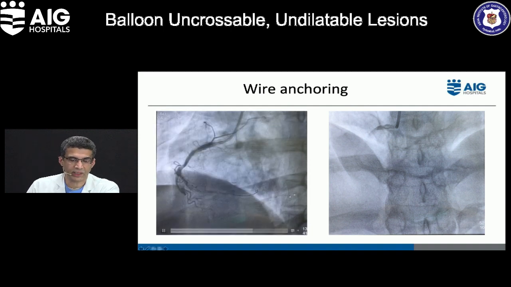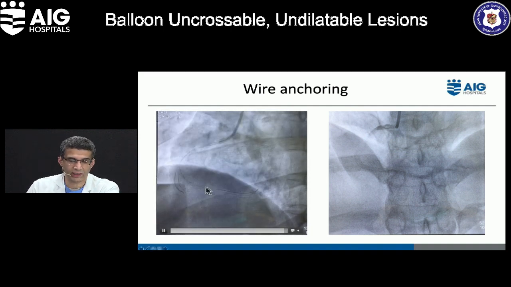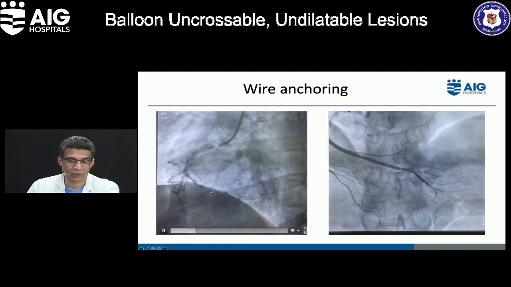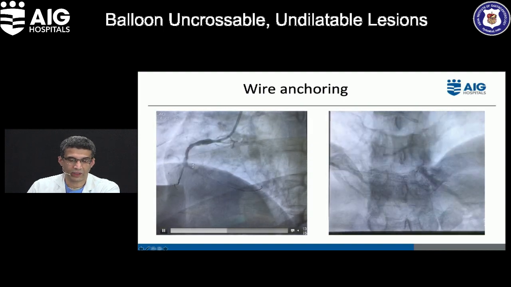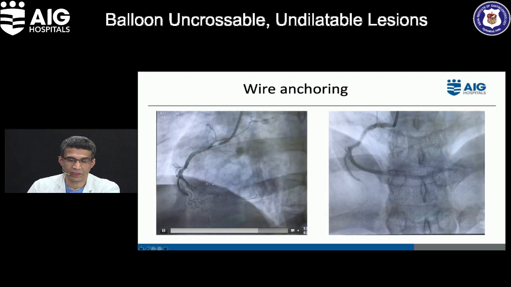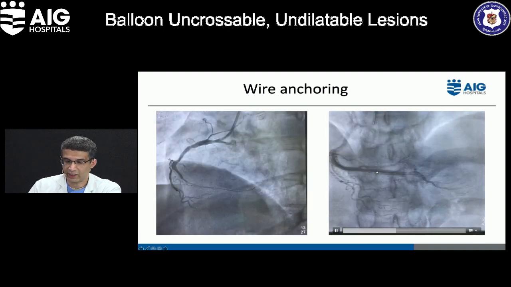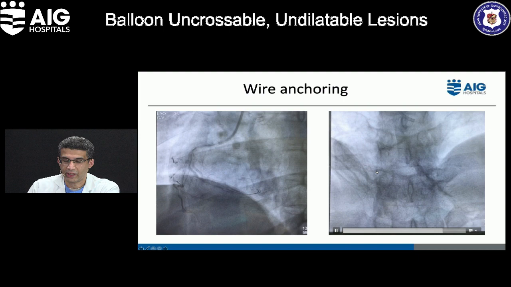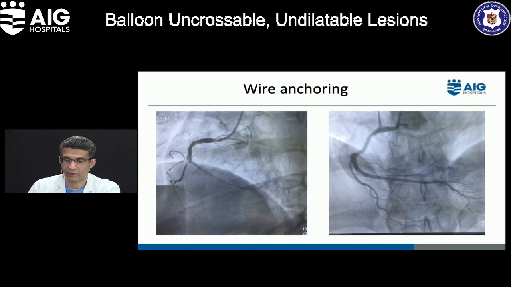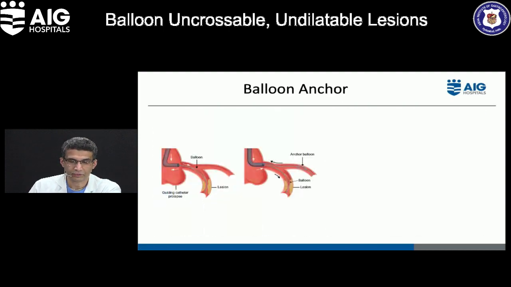Now this is just an example to show you again an RCA which was distally subtotally occluded, and nothing was going in. Finally, just a wire was placed into the RV branch, and that helped in crossing the balloon, and after that of course the procedure was quite simple with a good end result.